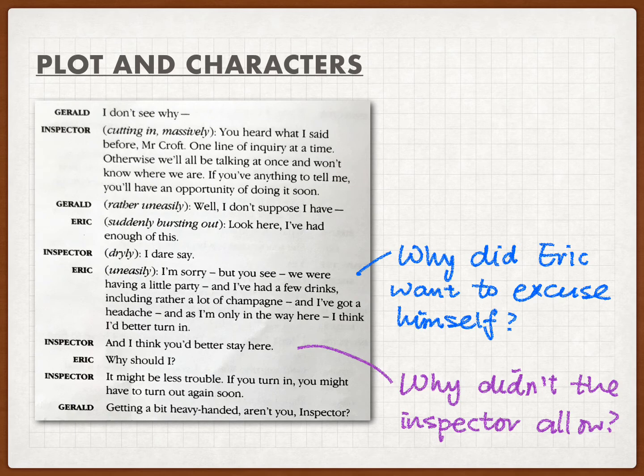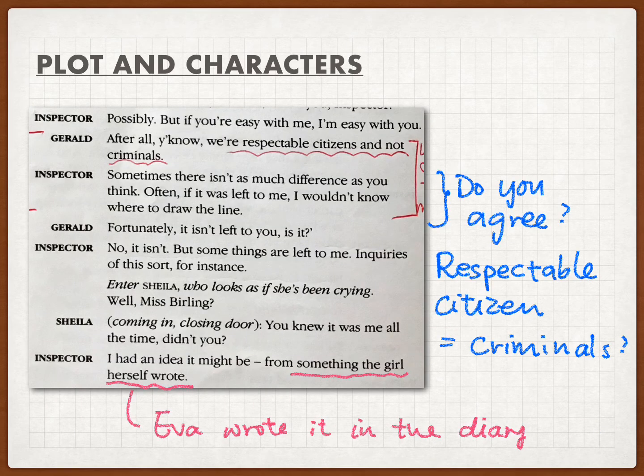And why didn't the inspector allow Eric to go to bed? Because the inspector would question Eric soon. So he said it was better for him to stay than going back to bed and be present again. When Joe heard that, he thought the inspector was really forceful, very controlling. The inspector replied saying that if everyone was cooperative, then he would be easy on everyone. Andrew didn't like this tone and felt like the inspector treated them like criminals instead of respectable citizens. But the inspector thought that there wasn't a big difference between respectable citizens and criminals.